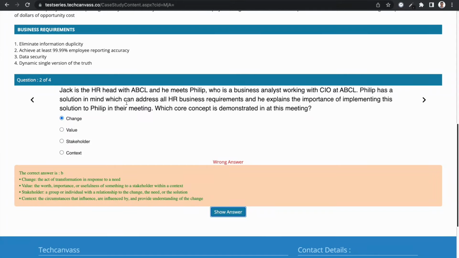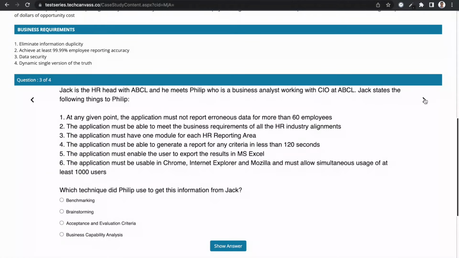Philip has a solution in mind which can address all HR business requirements, and he explains the importance of implementing this solution to Philip in their meeting. So it cannot be stakeholder, it cannot be context, and it cannot be the change as well. It will be value. Let's look at the next question.